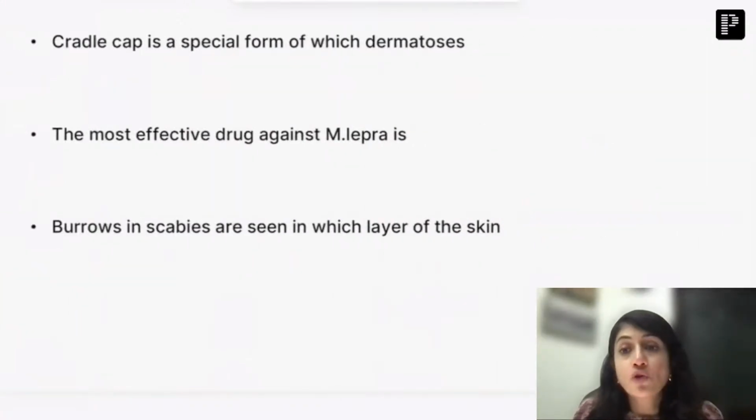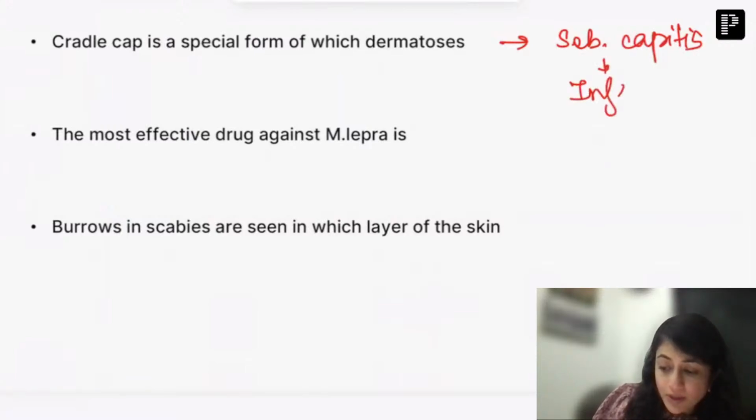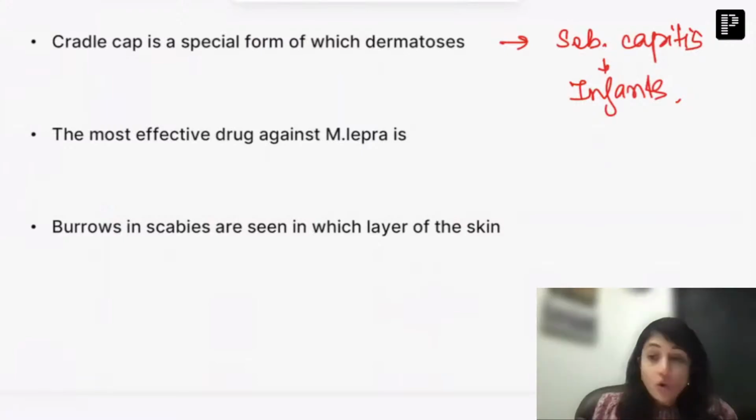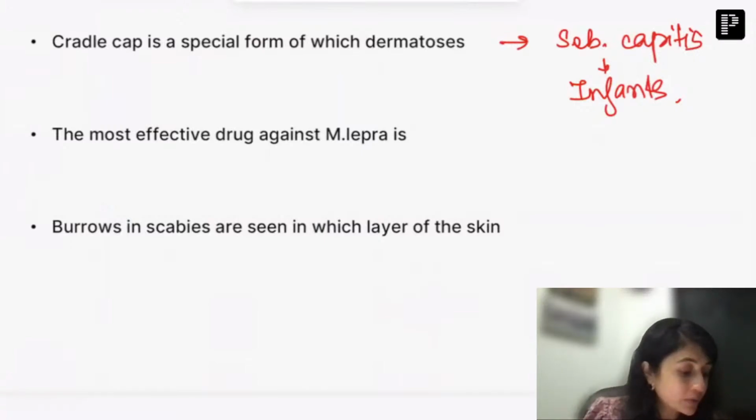Cradle cap is a form of which dermatosis? I'll tell you this, you answer me next too. Seborrheic dermatitis in children, especially infants, presents with cradle cap. So you have thick, scaly lesions on the scalp in infants. This is called as cradle cap, and it is a part of seborrheic dermatitis or Malassezia infection. Not favus. Favus presents with scutula, not cradle cap. Favus presents with cup-shaped crust, which is called as scutula. Cradle cap is seborrheic dermatitis in infants.